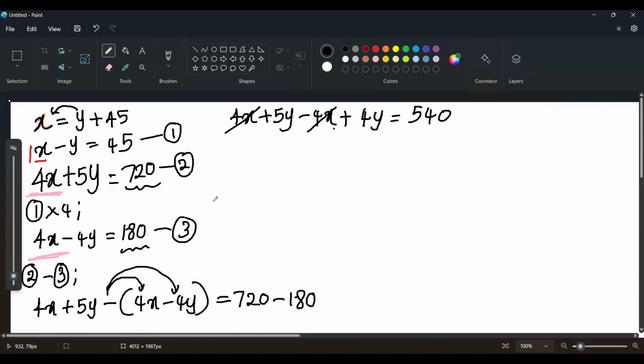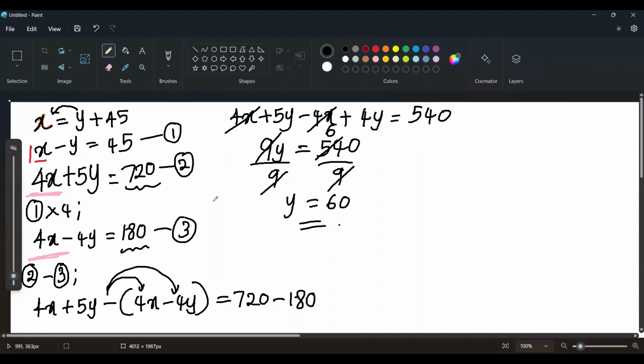5y plus 4y altogether is 9y, equal to 540. Both sides can be divided by 9. How many 9s in 540? There are 60. So y is equal to 60. The y value is 60.